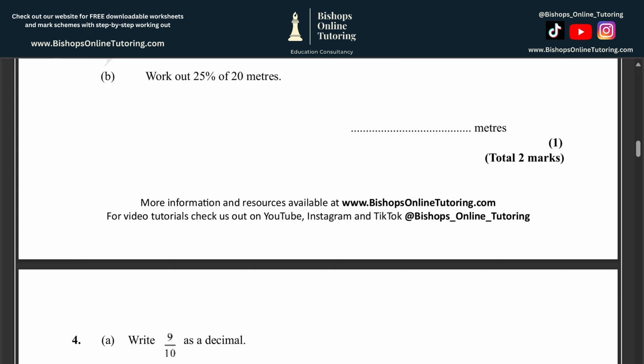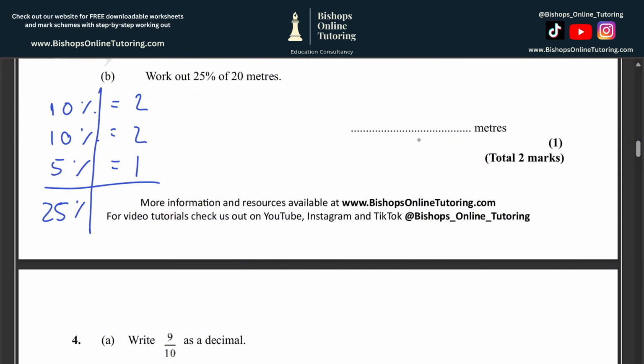Work out 25% of 20 meters. Now there's quite a few different ways that you can work this out, but the way I like to do this is figure out 10%, 10% again, and then 5%. The reason I do this is because if you add up 10%, 10%, and 5%, it gives you 25%, and it's really easy to work out 10% and 5%. So 10% of 20 meters is going to be 2, 10% again is going to be 2, 5% is going to be half of 10%, so in this case, 10% is 2, so half of that will be 1. So in total, 25% equals 5.